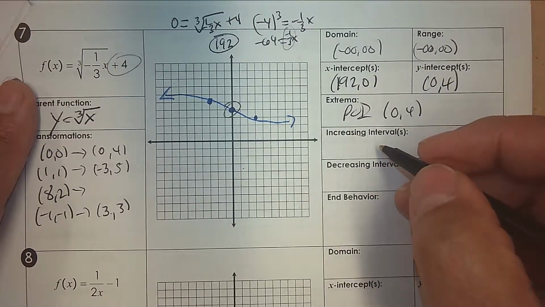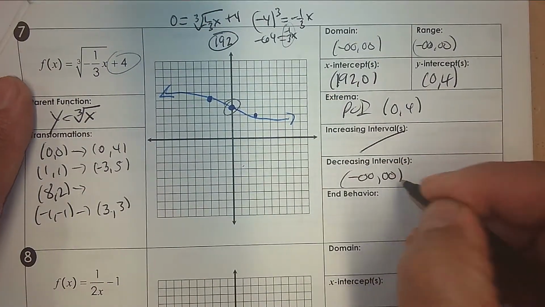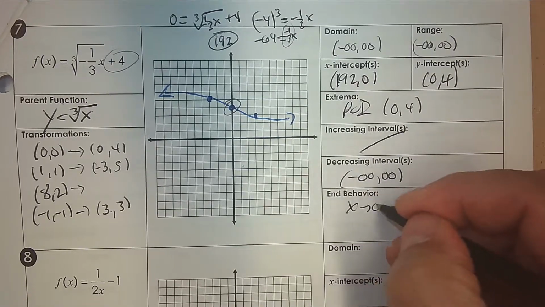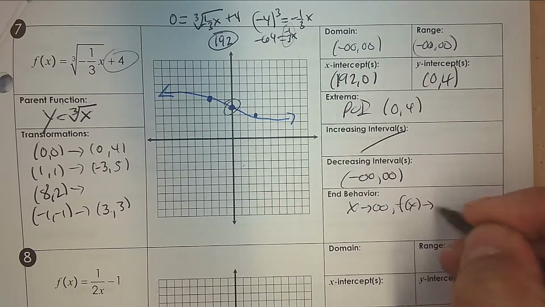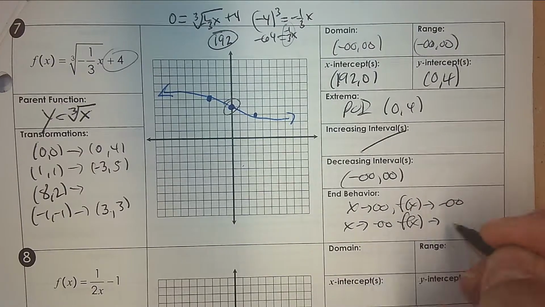Where is it increasing? Nowhere. Where is it decreasing? Everywhere. Left to right, going down. As x approaches infinity, what does the function approach? At -infinity. As x approaches -infinity, what does the function approach? That would be positive infinity.